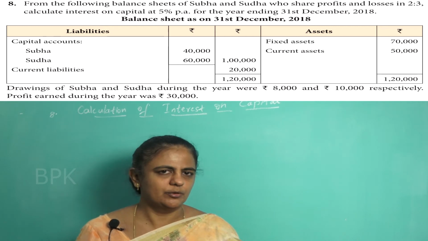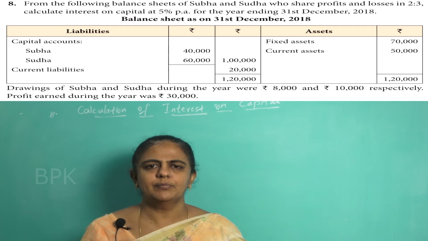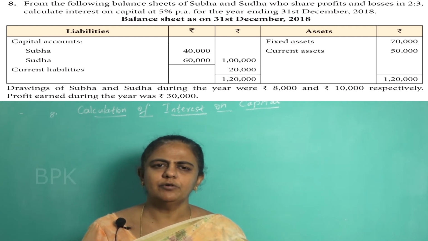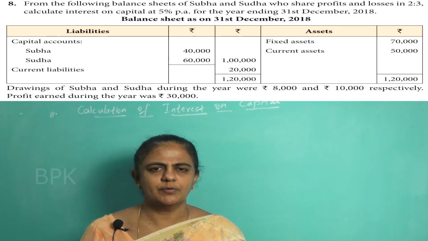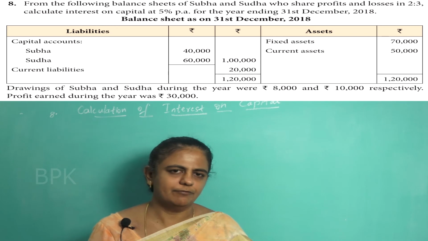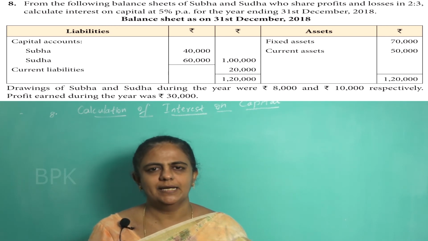Assets and liabilities we don't need. We need only capital, that we will take, and the drawings of both the partners is given, that we will take, and the profit we need, that we will calculate. Okay. Now, before going to the sum, you see the profit. First we will take the capital, add the drawings, calculate the profit for both the partners, and then we will calculate the interest on capital.